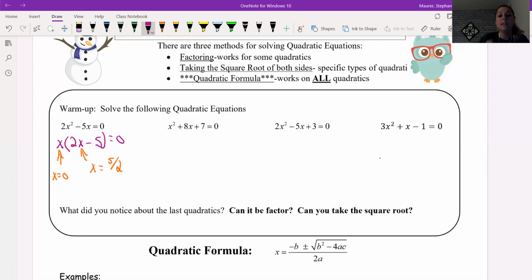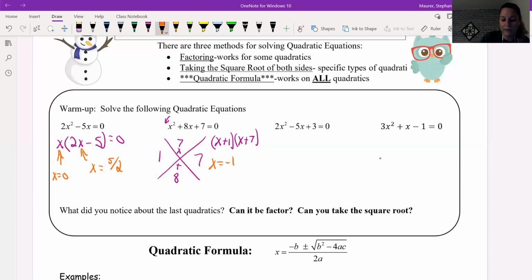Second example, this is a perfect example of doing the x method. Since the a value, which is the number out in front, is 1, we can do the x method. So we'd be looking to say what multiplies to 7 but adds to 8. Hopefully you pick the numbers 1 and 7. Therefore, our factored form would be x plus 1, x plus 7. No, 1 and 7 are not our final answers. That's just our factored form. What would our final answers be? x equals -1 and x equals -7.